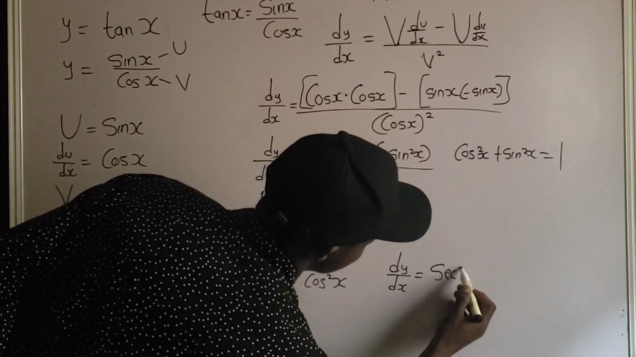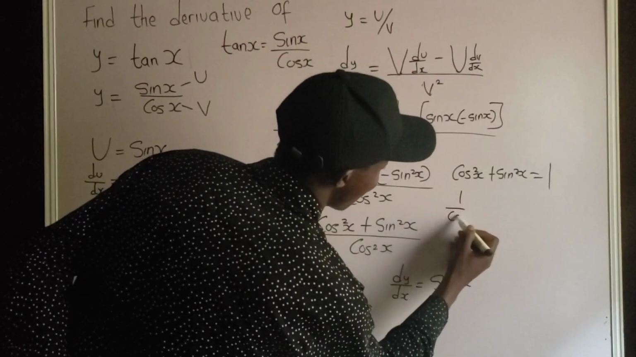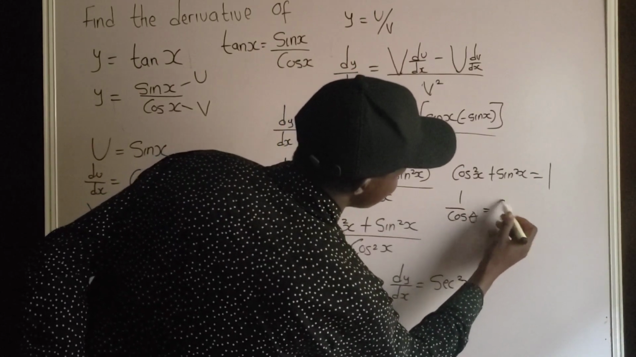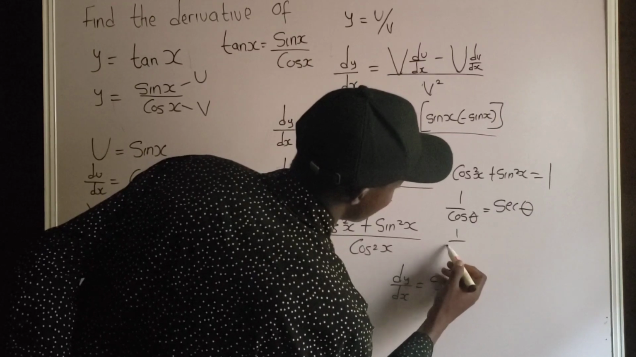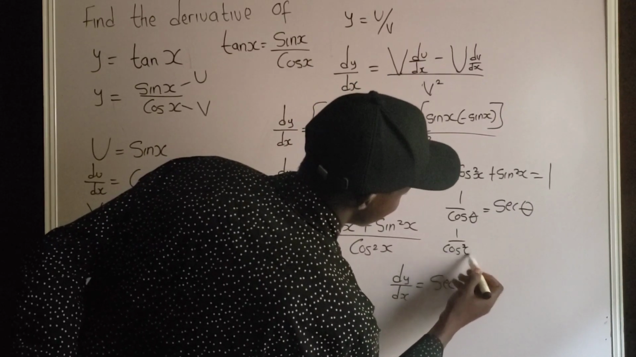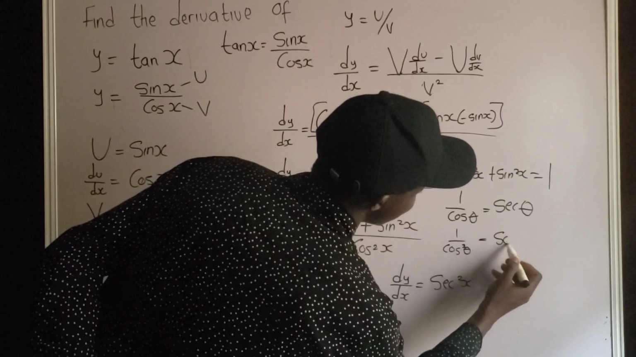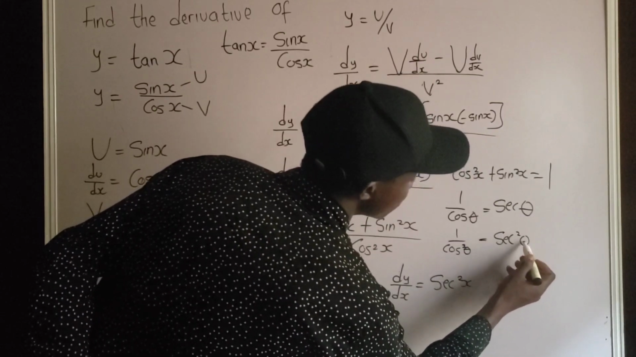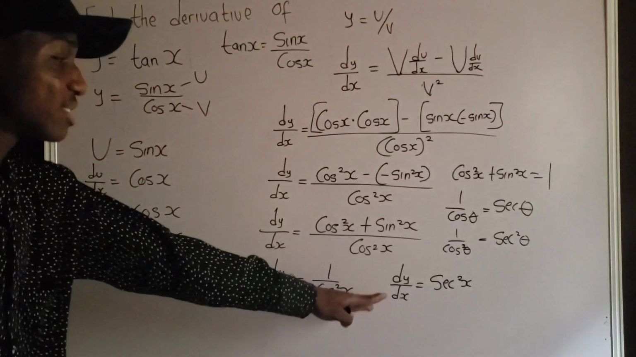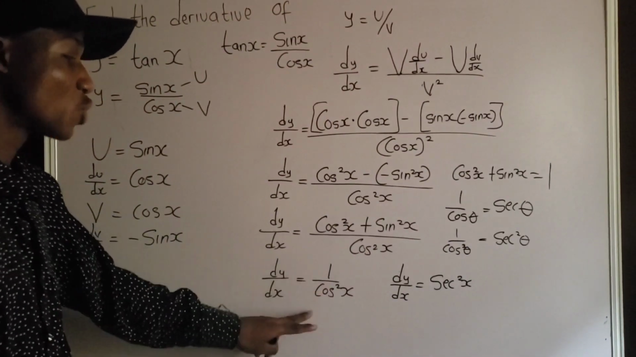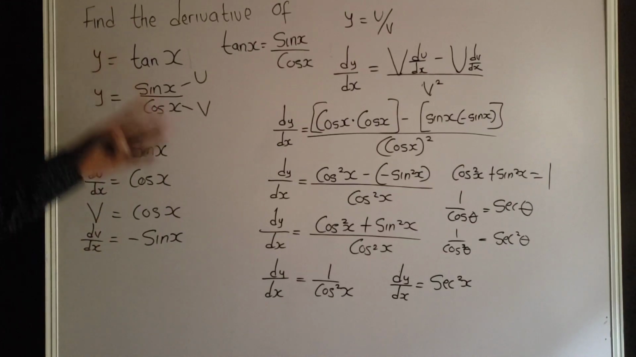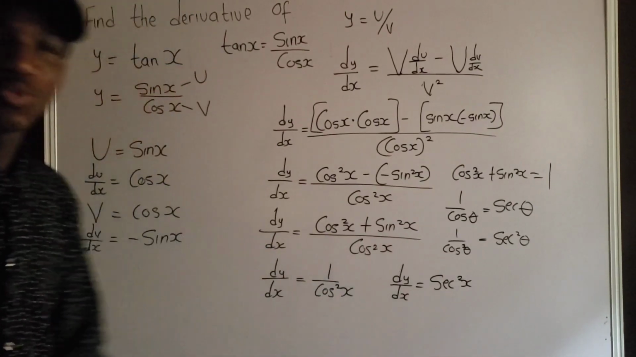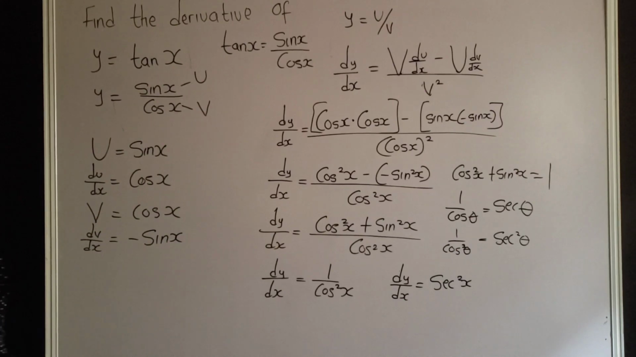Because 1 over cos theta is also the same as sec theta, you understand? If I have 1 over cos square theta, this is also the same thing as sec square theta from your trigonometry identity. So that is the reason why I changed 1 over cos square x to sec square x. So the derivative of y equals tan x is sec square x. You often hear that when you differentiate tan x, you are going to get sec square x.